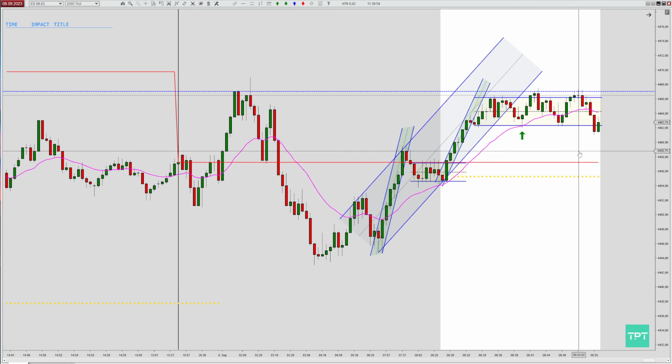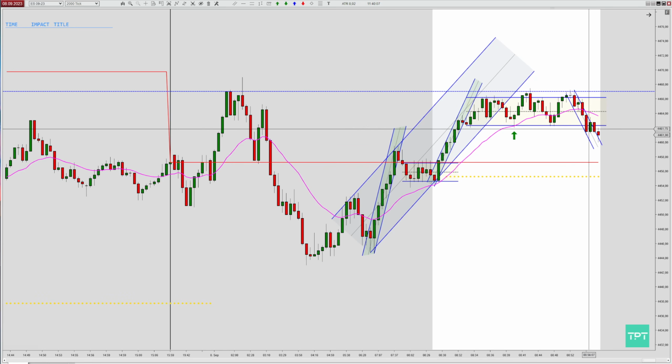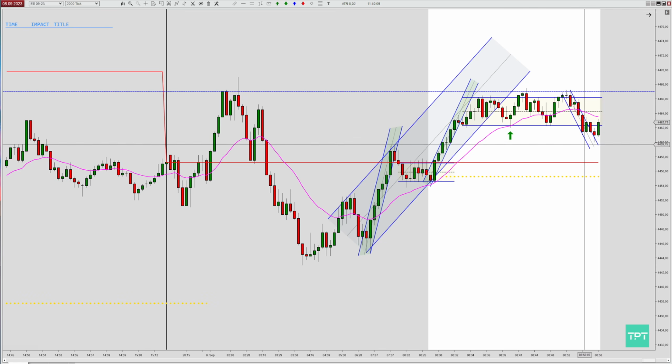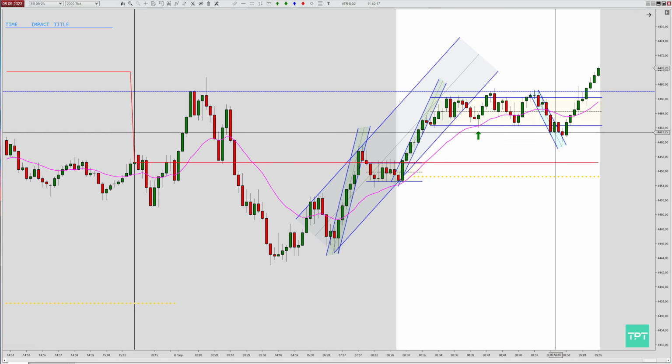Breaking this range, maybe we can also draw this shorter term channel here. Breaking the range to the low side. Breaking the shorter term channel, making a new low. So this shorter term channel played out, and we're coming back inside the range. And now look what's happening.